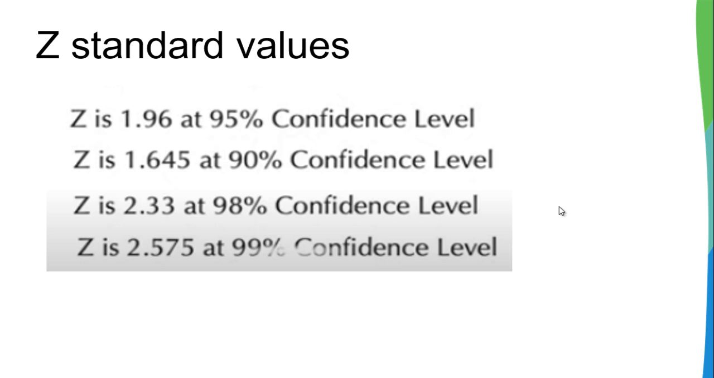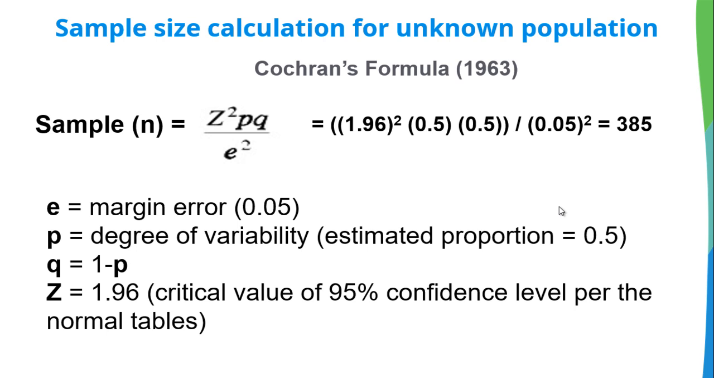For the 90% confidence level, you have z as 1.645. For 98% confidence level, you have 2.33. And for 99%, you have 2.575. So you just choose, because we are using 95%, so our z is 1.96. All right, so let's return back to the formula.